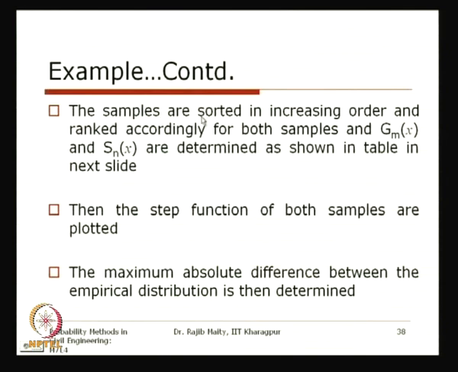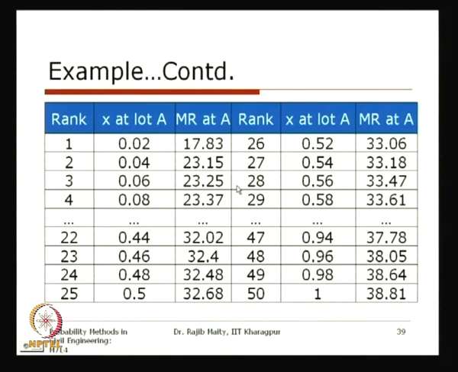The samples are sorted in increasing order and the ranks accordingly for both the samples, Gm(x) and Sn(x), are determined as shown in this table in the next slide, and then the step functions for both samples are plotted. The maximum absolute difference between the empirical distributions is then determined. So the basic steps we have seen in the single sample test and these two samples are the same.